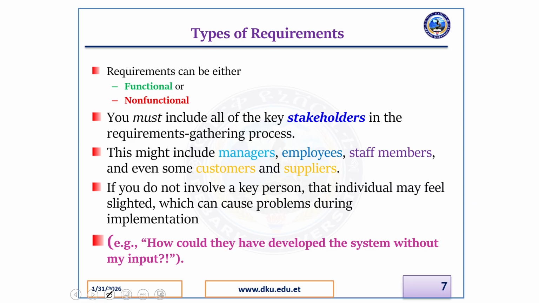The other important point here is types of requirements. We have two types of requirements: functional requirements and non-functional requirements. You must include all of the key stakeholders in the requirement gathering process. This may include managers, employees, staff members, and even some customers and suppliers. If you do not involve a key person, that individual may feel slighted, which can cause problems during implementation. For example, they might say, how could they have developed the system without my input?